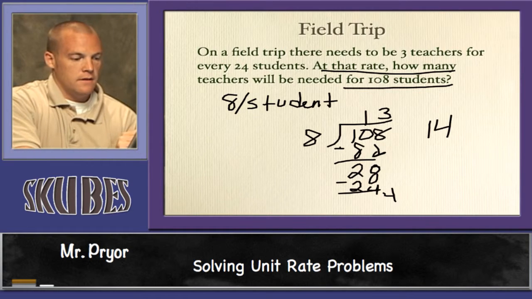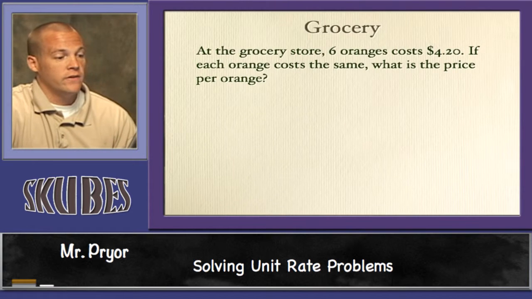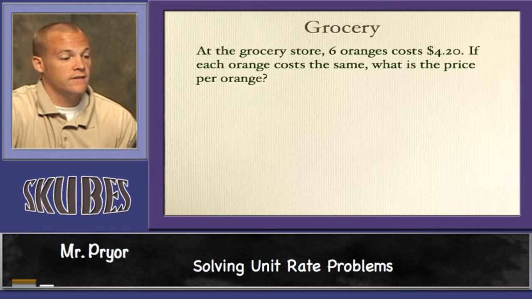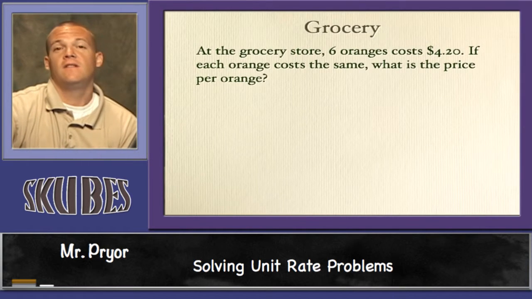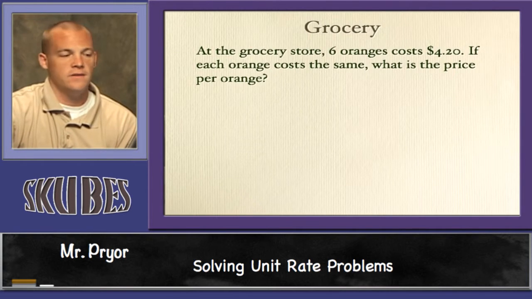The next example here is a grocery store problem. At the grocery store, 6 oranges cost $4.20. If each orange costs the same, what is the price per orange? This one's very similar to the first problem where they're just giving us one type of scenario.